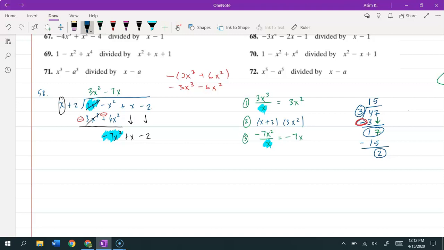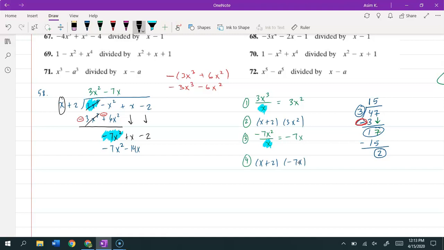And you ask yourself then the question, what is x plus 2 times negative 7x? So we're repeating the algorithm. Look at step number 2. We're basically doing again in step number 4 what we did in step number 2. So when you do that, you end up with the following situation. X times negative 7x is negative 7x squared. So you end up with negative 7x squared. And then 2 times negative 7x is negative 14x. So you have negative 14x right over here.